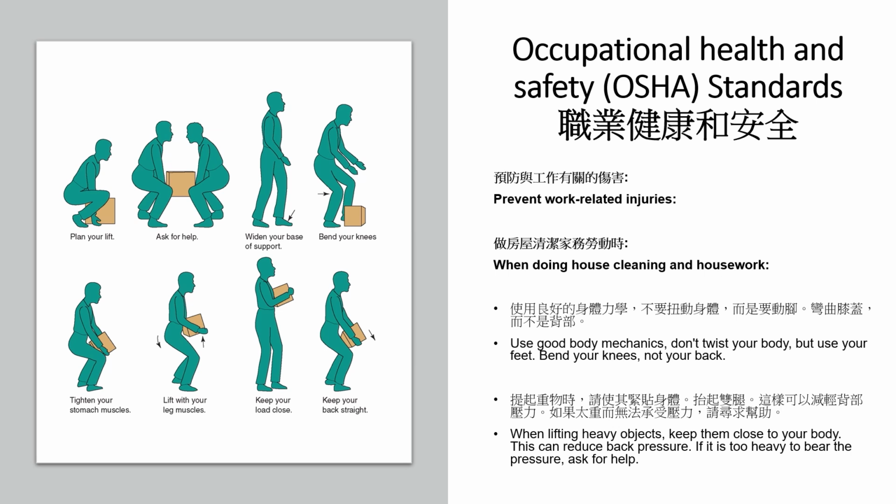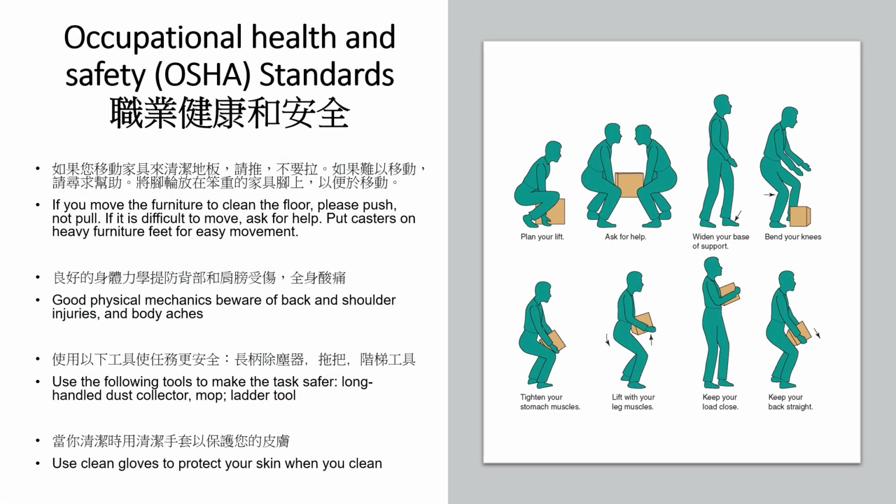Next, we are going to talk about how to prevent work-related injuries. When doing house cleaning and housework, caregivers should use good body mechanics. Don't twist your body, but use your feet. Bend your knees, not your back. When lifting heavy objects, keep them close to your body. This can reduce back pressure. If it is too heavy to bear the pressure, ask for help. If you move the furniture to clean the floor, please push, not pull. If it is difficult to move, ask for help. Put casters on heavy furniture feet for easy movement.